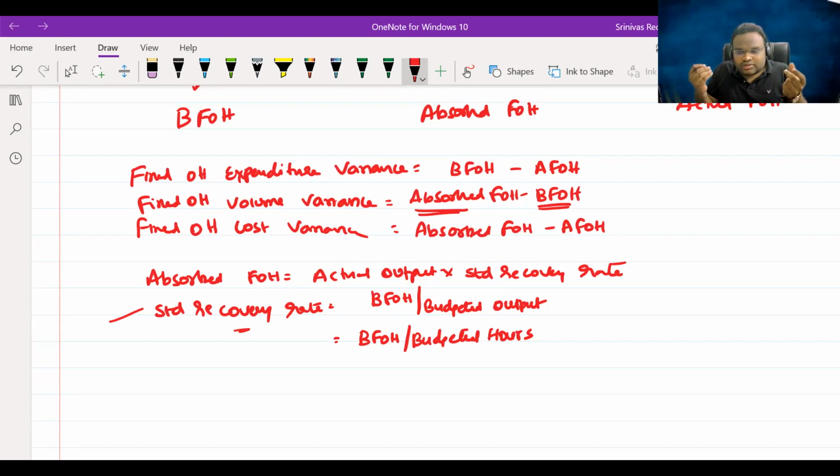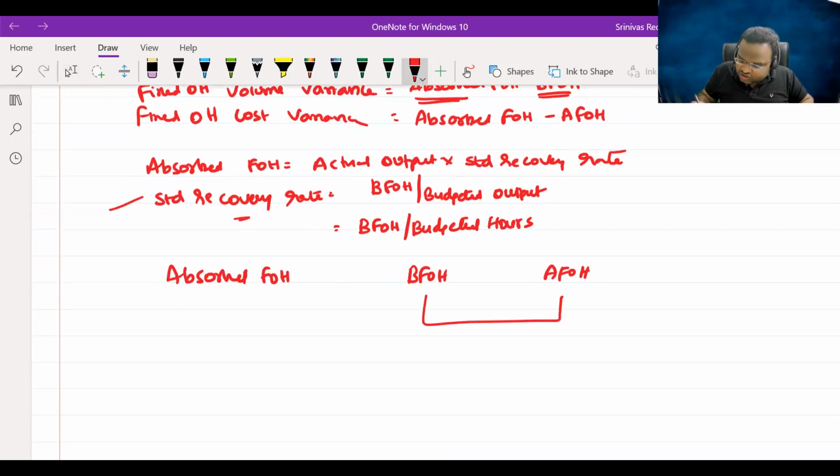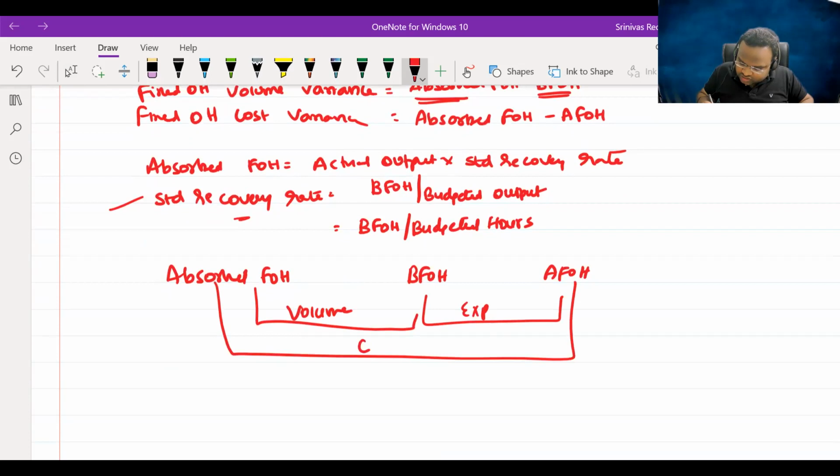Now we'll have three overheads: budget fixed overhead, absorbed fixed overhead, actual fixed overhead. Budget minus actual is expenditure variance. Absorption minus budget is volume variance. Absorption minus actual fixed overhead is cost variance. So if I put absorbed fixed overhead, budget fixed overhead, actual fixed overhead: the difference of these two straight away in the question is expenditure. Difference of these two is volume. And difference of this one is cost variance.